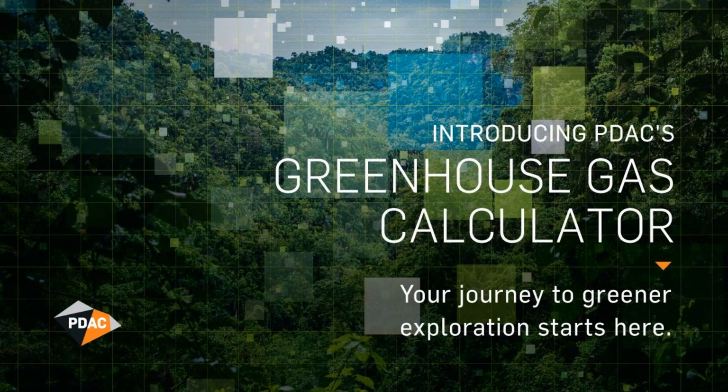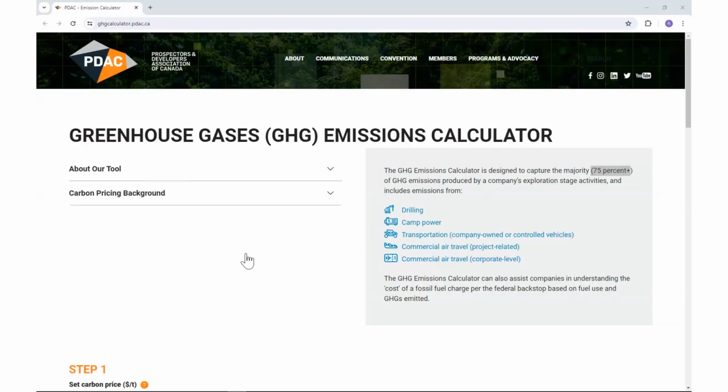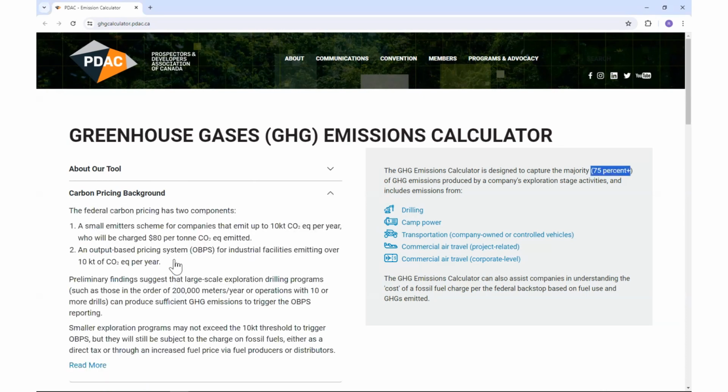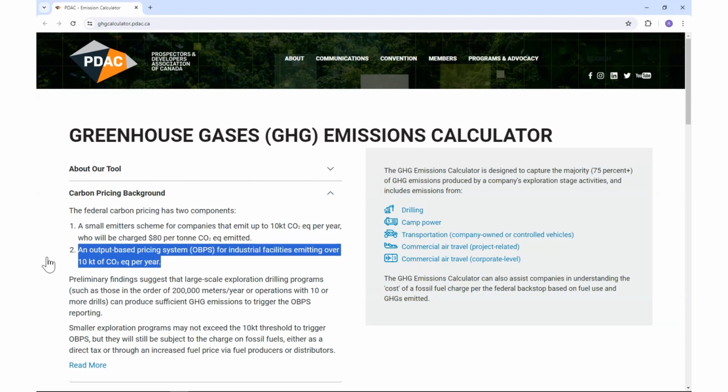Welcome to our tutorial on the PDAC greenhouse gases emission calculator, or GHG calculator for short. The purpose of the calculator is to support mineral exploration companies in understanding the impact of federal carbon policies on their operations.